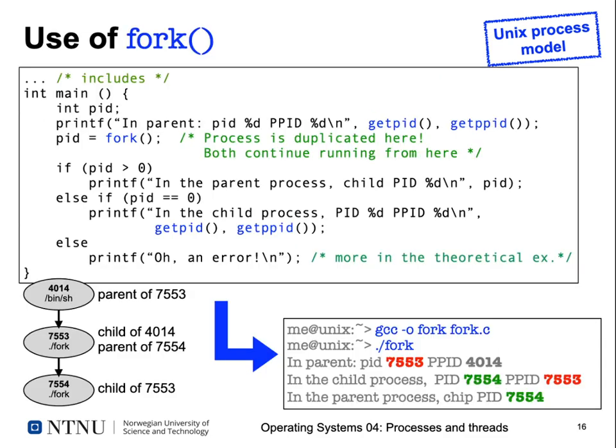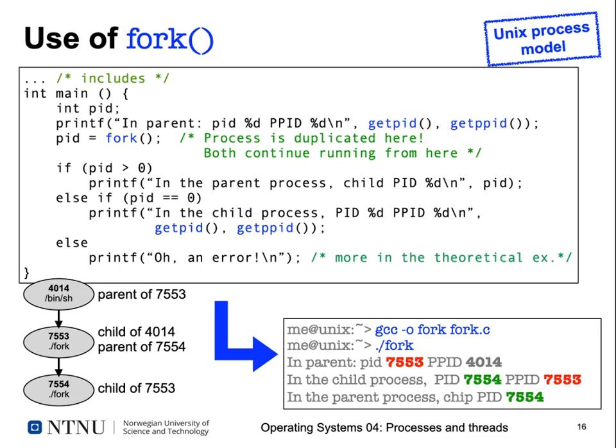So how do you use fork? Here we have an example program, which is just a main function which gets no parameters. And here we declare an integer variable PID. This could also be a pid_t variable, but it also works for an integer variable. The first thing we want to do is find out what our own process ID is and what the parent process ID is.